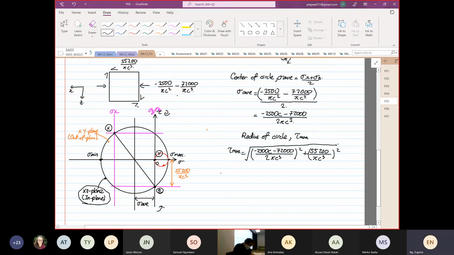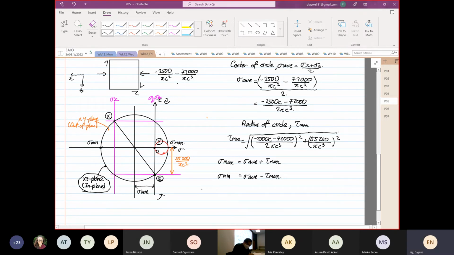So now we know that stress max is equal to stress average plus tau max, right? We also know that stress min, or stress mean, is equal to stress average minus tau max. Okay. So we have to apply now the Tresca criteria.